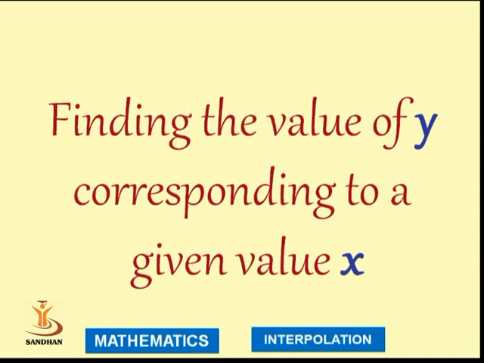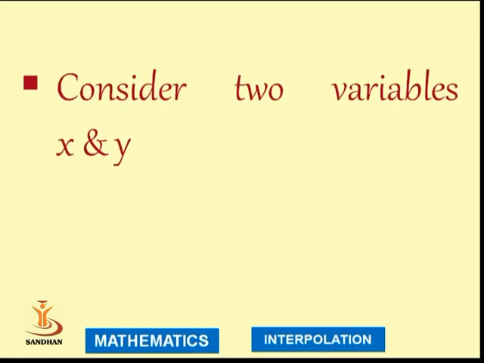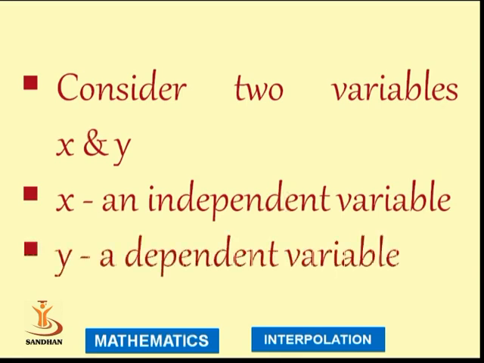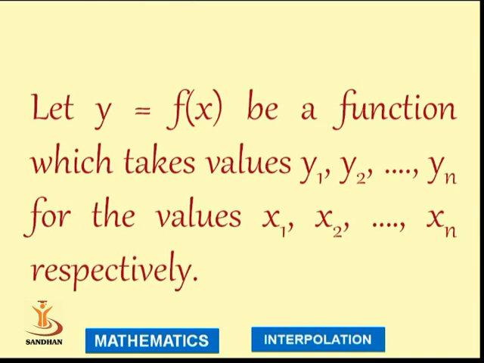For example, let us consider two variables x and y, where x is an independent variable and y is a dependent variable. Let y be a function of x, that is y equal to f(x). Let it be a function which takes values y1, y2, y3, so on to yn for the values x1, x2, x3, so on to xn respectively.